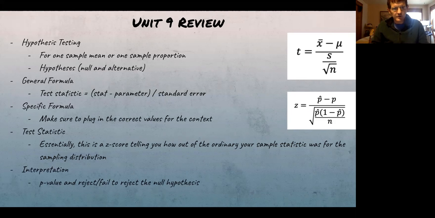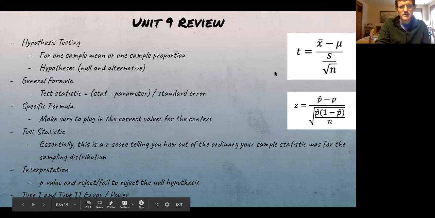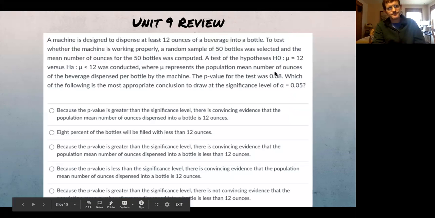Interpretation, p-value. You need to be able to interpret a p-value and state whether you're going to reject or fail to reject the null hypothesis. And the last thing is type 1 and type 2 error and power. This may be something you've forgotten, but I want to remind you of the boy who cried wolf. That's maybe a mnemonic that can help keep that straight. We will talk about all of these concepts with some of the problems here, so I'll just jump into it.